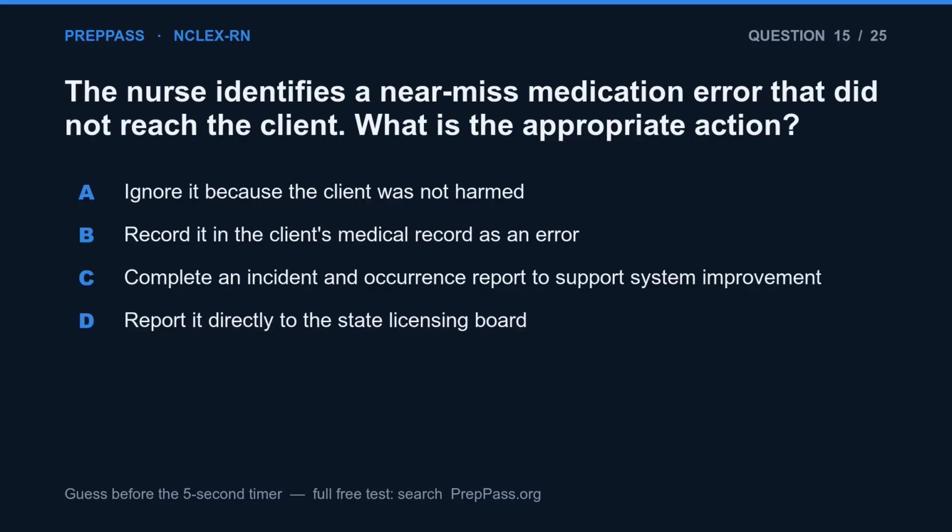Question 15. The nurse identifies a near-miss medication error that did not reach the client. What is the appropriate action? A. Ignore it because the client was not harmed. B. Record it in the client's medical record as an error. C. Complete an incident and occurrence report to support system improvement. D. Report it directly to the state licensing board.